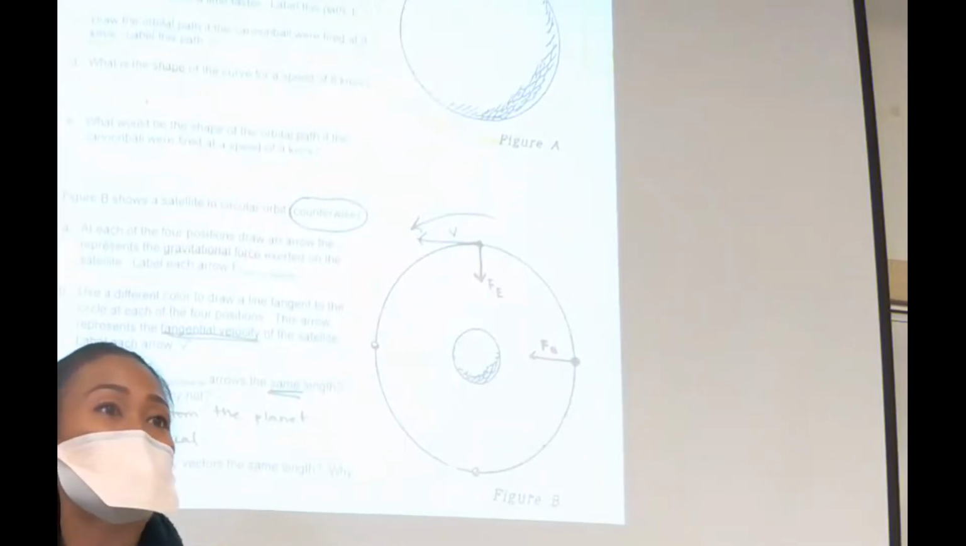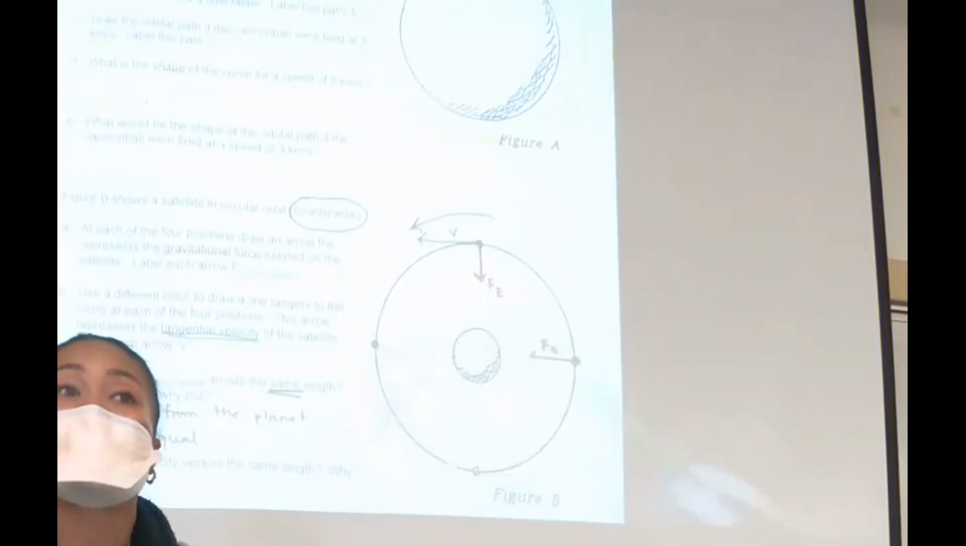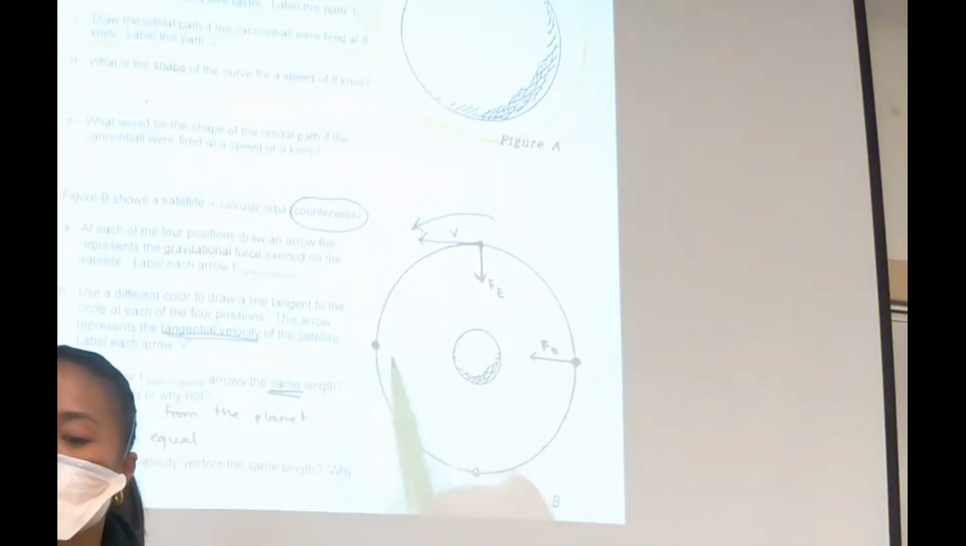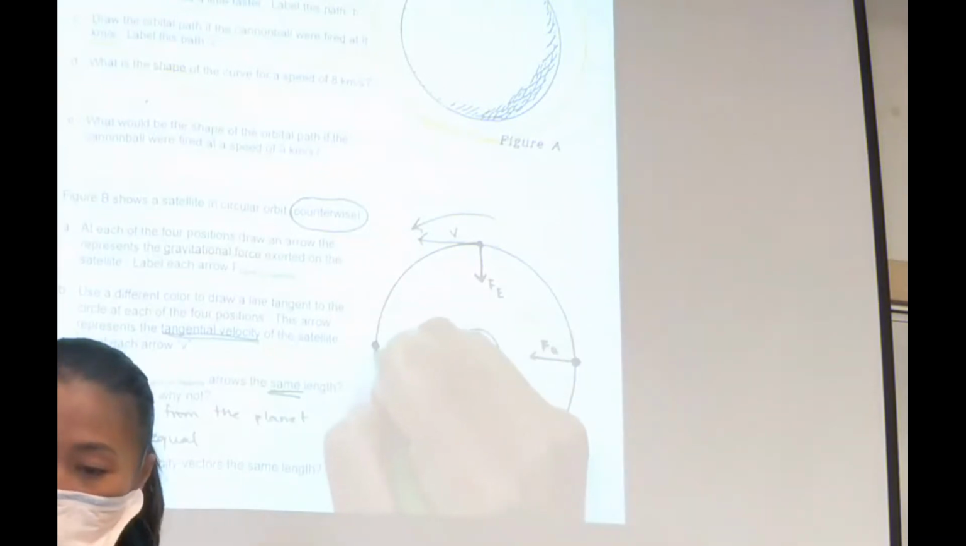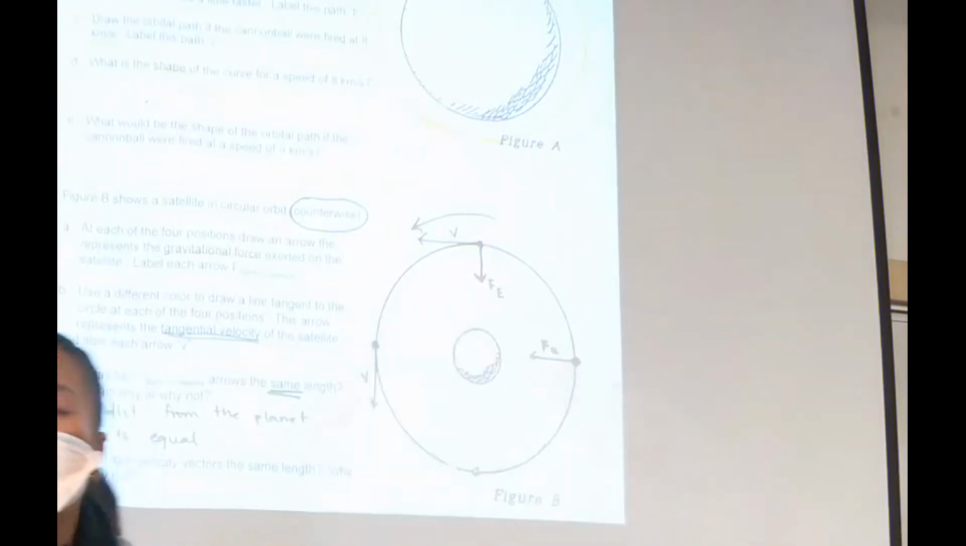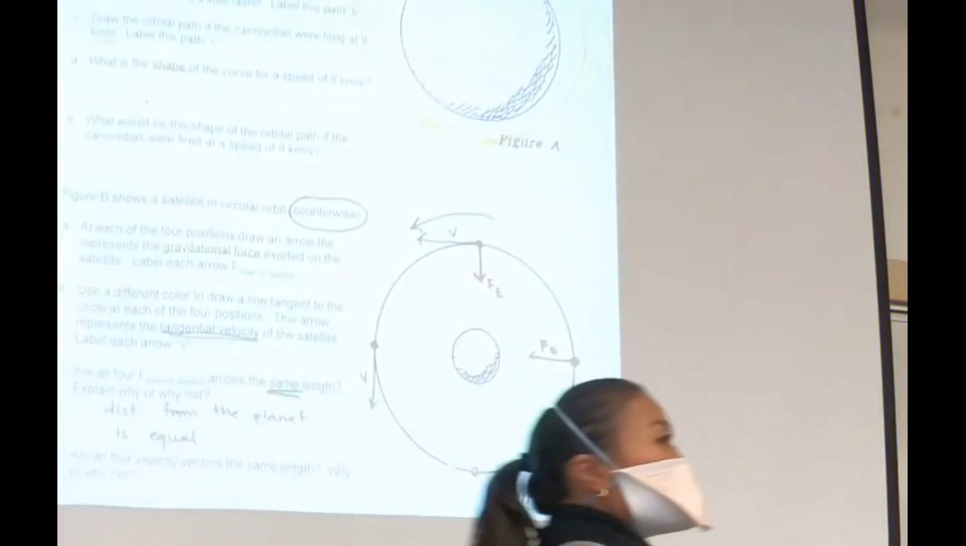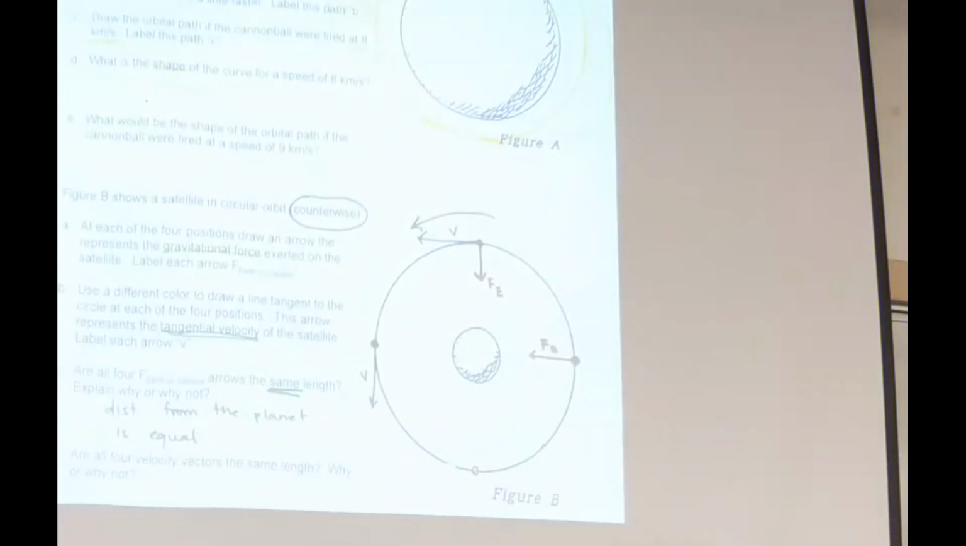What direction would my velocity vector be pointing if I was right here? Who can tell me if it's moving counterclockwise? Aish? If you're at the top, if I was right here, what direction would it be pointing? It would be pointing down. Tangent velocity would be pointing down. All right, so I want you to finish off the rest of your velocity vectors. You have your force vectors, you have your velocity vectors.